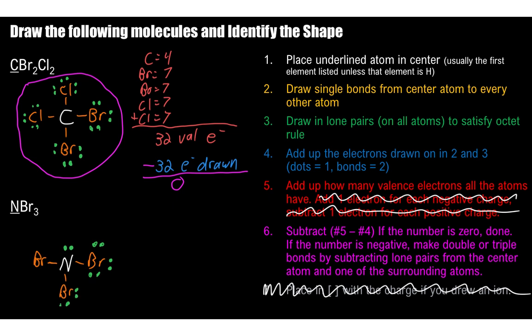Remember, hydrogen only wants 2. Boron, which is just a plain B, wants 6. Bromine is Br. That's why it gets 8.